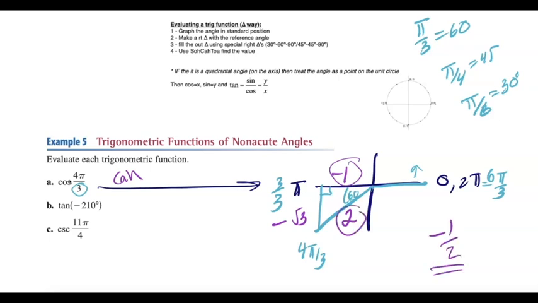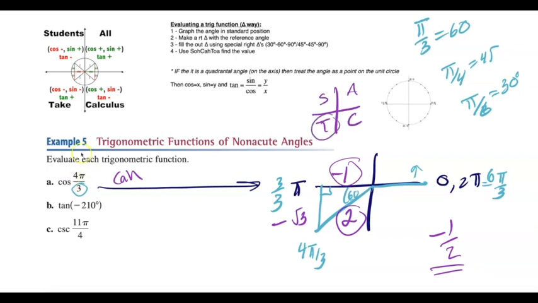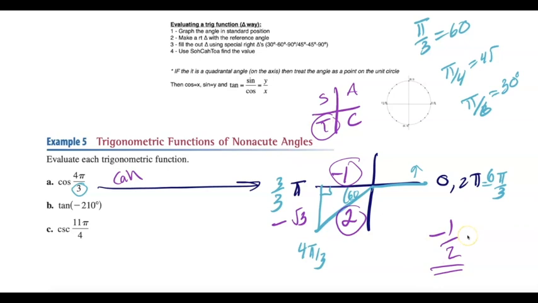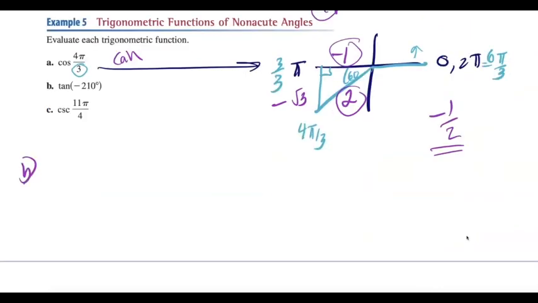If you don't like doing that for the negative sign, you can always just do All Students Take Calculus. We're in quadrant 3. Only tan is positive. So the only way you could get a positive here is if you're doing tan or cotan. So everything else should be negative. So that also works. Let's do B, tan of -120.